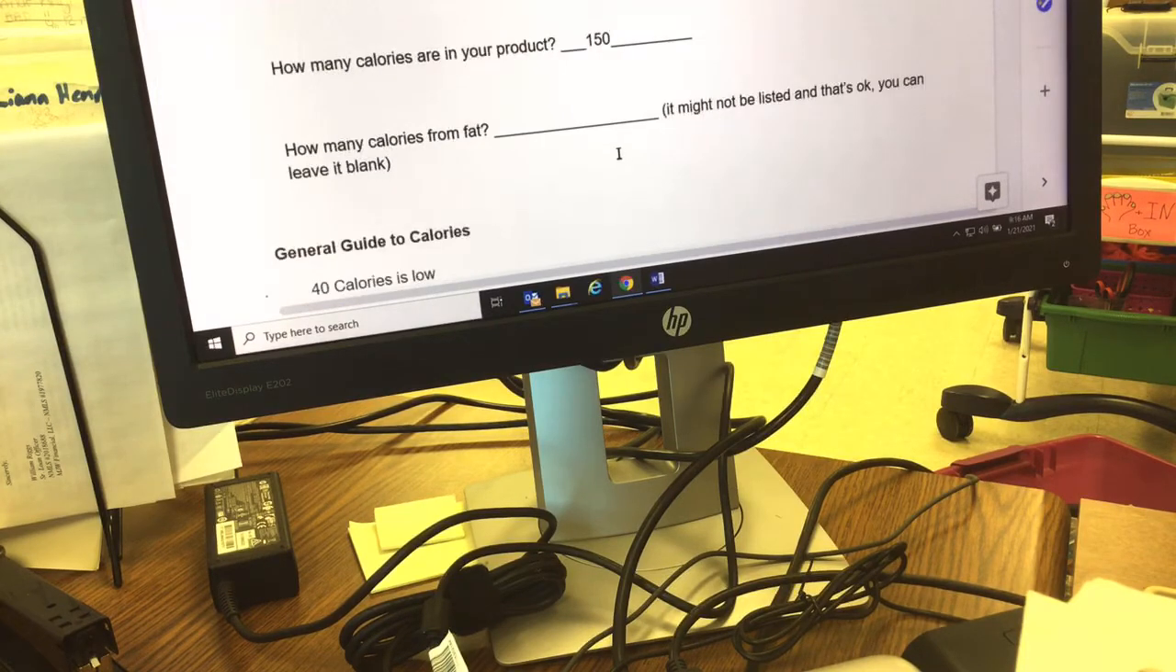How many calories are from fat? It might not tell you how many calories from fat are on your product. Neither one of these items that I have will tell you. So it might not be listed, and that's okay. You can leave it blank. I'm going to leave it blank because that's not listed on any of my food.